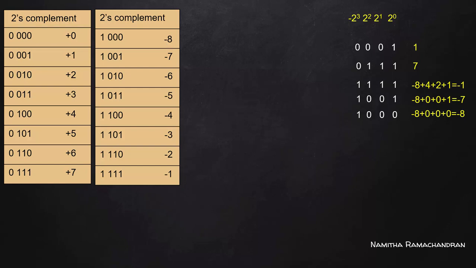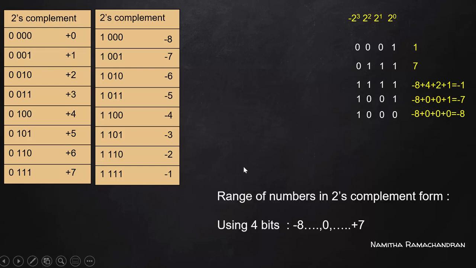Okay. Now, we can consider the range of numbers possible using 4 bits in 2's complement representation. We can start from minus 8 up to 0, then up to positive 7. So the range of numbers in 2's complement form using 4 bits is minus 8 to positive 7.